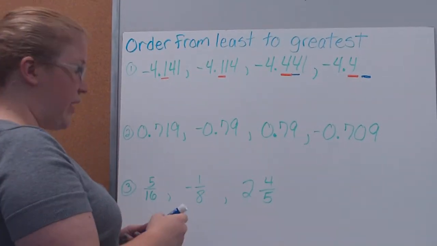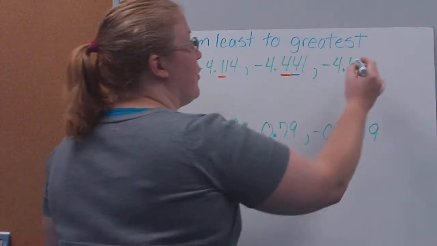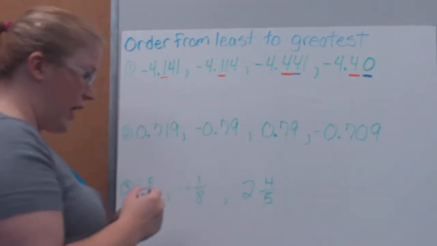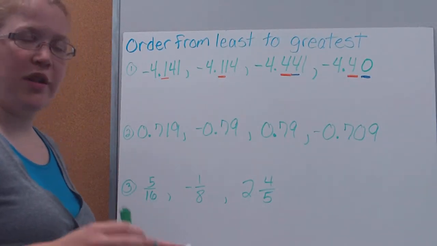Well, you'll notice on this one there is no hundredths spot. So what we need to do is add a 0 there as a placeholder. The 0 doesn't change the value.